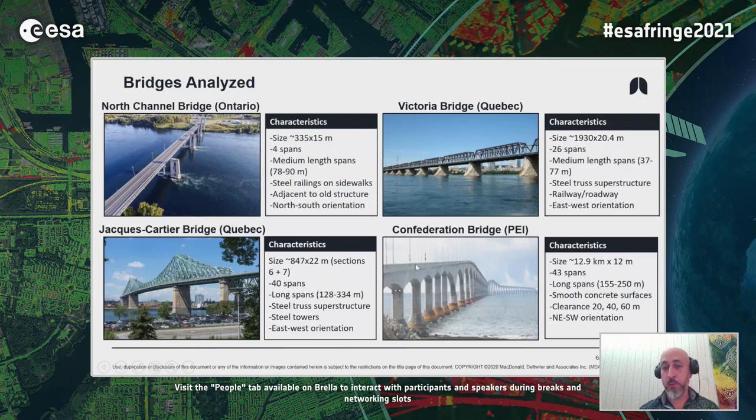In general, it doesn't have a superstructure like these other two bridges. It just contains smooth surfaces and its clearance is variable. It goes from 20 meters to 60 meters in the central portion of the bridge, and its orientation is northeast, southwest. As you can see, all bridges have very different characteristics.